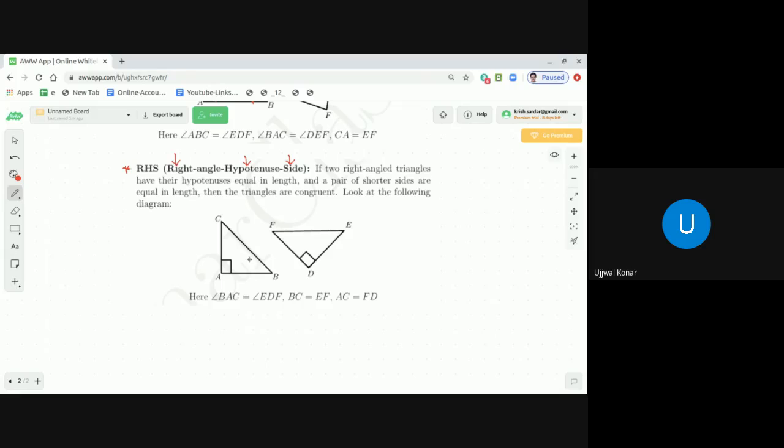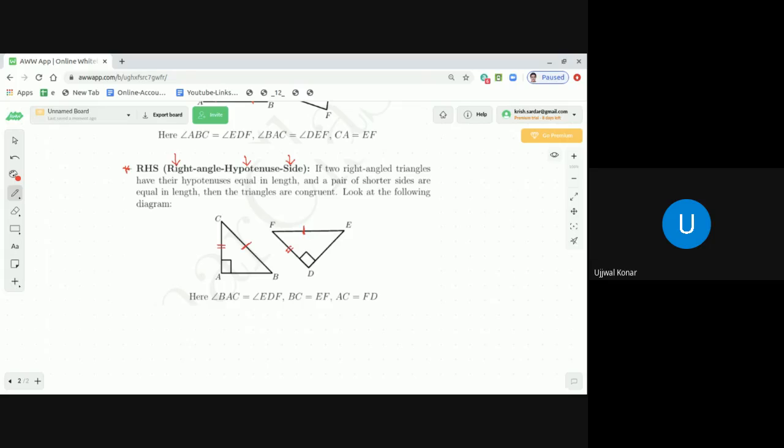Got it? So now let me discuss with this example. If you consider these two triangles ABC and DEF, you see that BC is the hypotenuse for the first right angle triangle, and EF is the hypotenuse of the other one. So the hypotenuses have to be equal, that is for sure. The right angles you already know are 90 degrees, equal to each other. And then if AC is equal to FD, we can say these two triangles are congruent to each other.